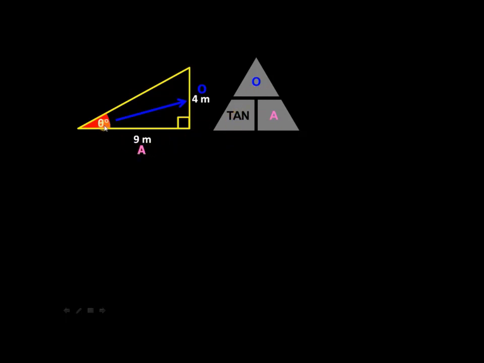We want the angle. Before we do that, we must find the tan, cover tan. Tan is equal to opposite over adjacent. So tan theta will equal 4 over 9. We just put 4 for O and 9 for A. We don't want tan theta. We want to go to the angle. So we go shift tan. Theta is equal to shift tan of this fraction.